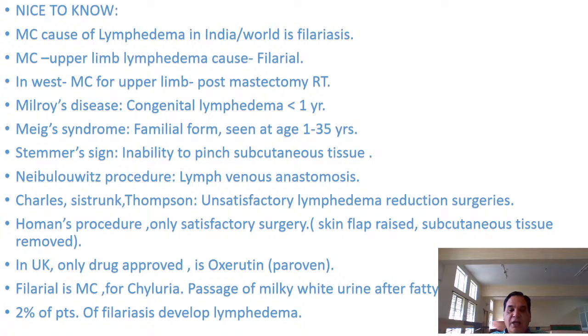The Nielubowicz procedure is a lympho-venous anastomosis between the two lymphatics. There are a number of surgeries. They are unsatisfactory lymphedema reduction surgeries like Charles, Sistrunk and Thompson. The common procedure which gives satisfactory results is Hammond's procedure. It is skin flap raising and subcutaneous tissue removal. The only drug approved for lymphedema filariasis in the UK is oxerutin. Finally, most common is chyluria, that is passage of milky white urine after a fatty meal. 20% of filariasis patients, 2% develop lymphedema. Very, very painful condition. So this you must know.